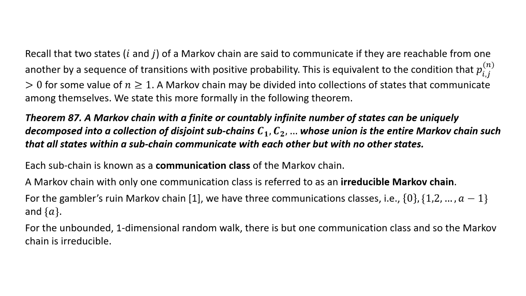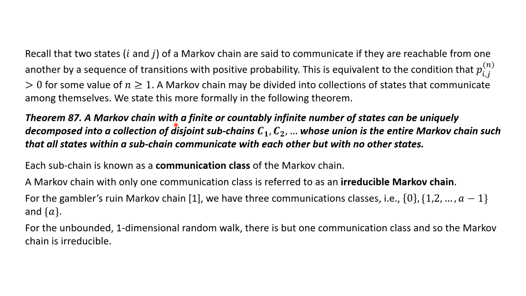Recall the 2 states, i and j, of a Markov chain are said to communicate if they are reachable from one another by a sequence of transitions with positive probability. This is equivalent to the condition that the probability of going from i to j in n steps is strictly greater than 0 for some integer n greater than or equal to 1. A Markov chain can be divided into a collection of states that communicate amongst themselves. In other words, they can transition amongst themselves. And we can state this more formally in this theorem.